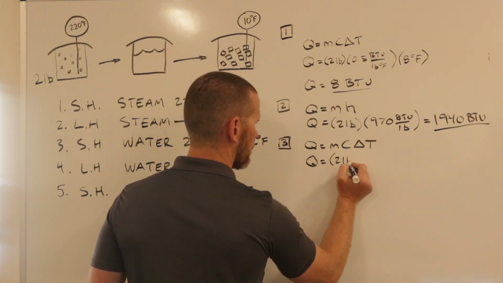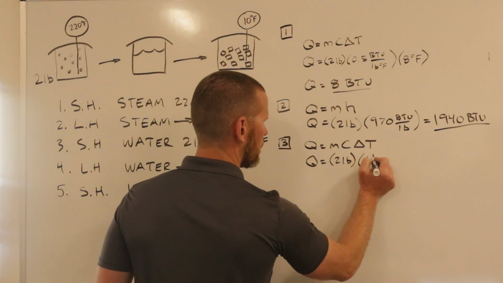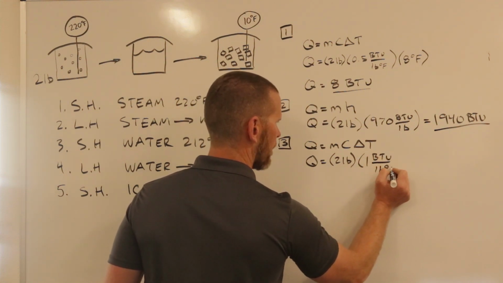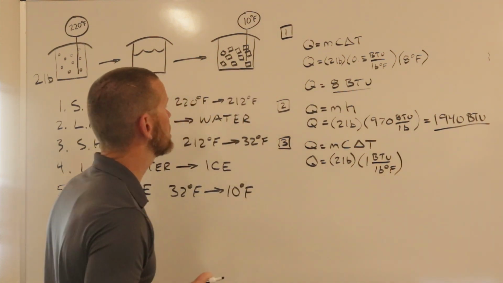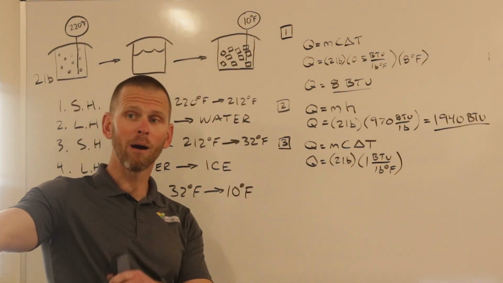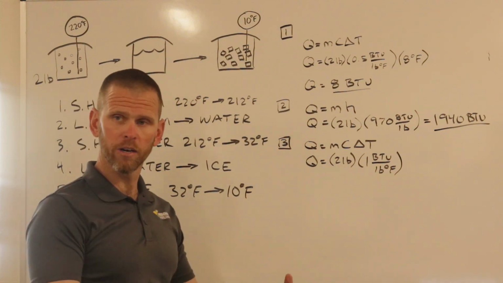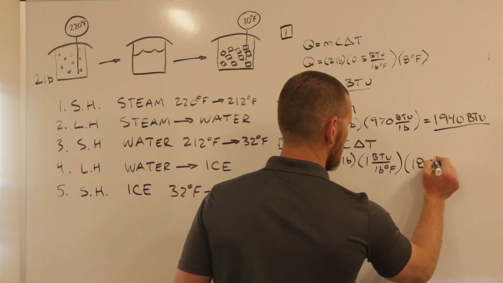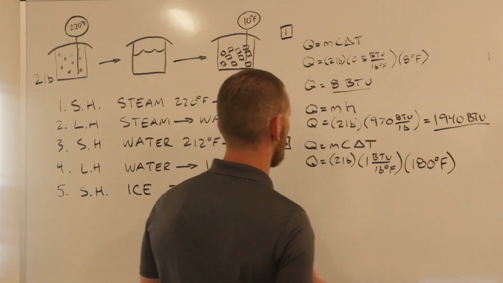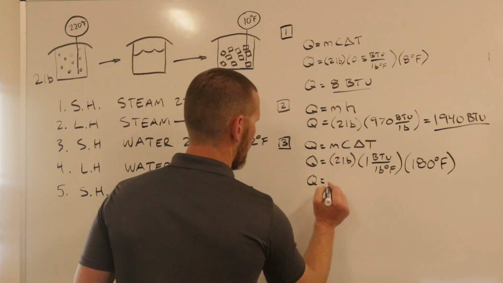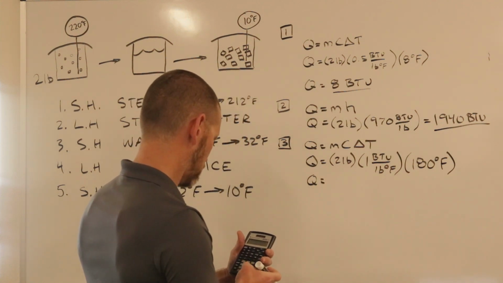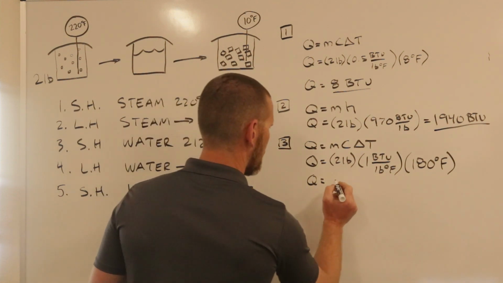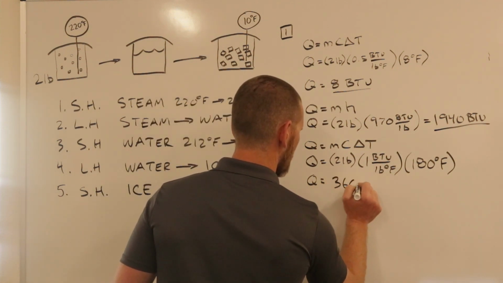We have 2 pounds of water, 1 BTU per pound degree Fahrenheit. And our temperature change is 212 minus 32, or 180 degrees Fahrenheit. So pretty substantial change in temperature. All right. So our answer here, plugging this in, will be 2 times 1 times 180, which is 360 BTUs.